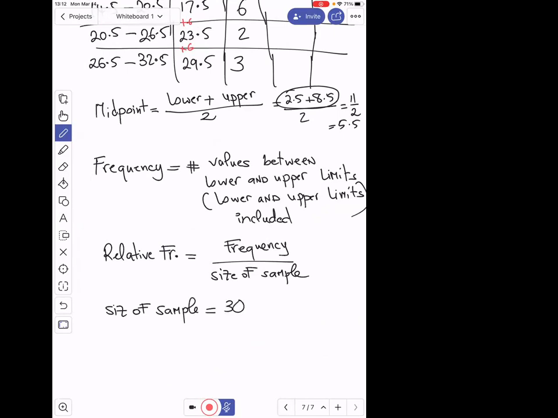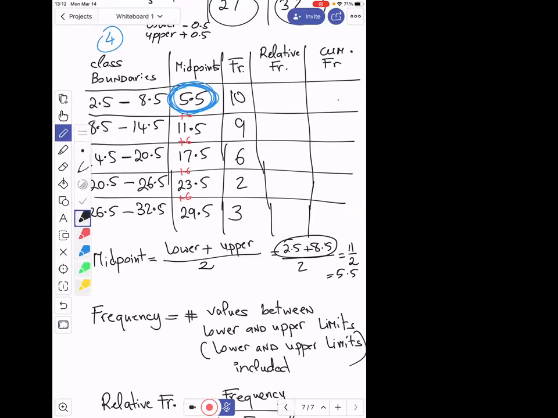So the size of the sample in this example is 30 because we have 30 values. So relative frequency of the first class is 10 over 30. 10 divided by 30, that's 0.33. So relative frequency here is 0.33. Next, it's 9 divided by 30. So that'll be equal to 0.3. Okay. 6 divided by 30, right? So that would be equal to 0.2. That's 1/5 actually. So that's 0.2.